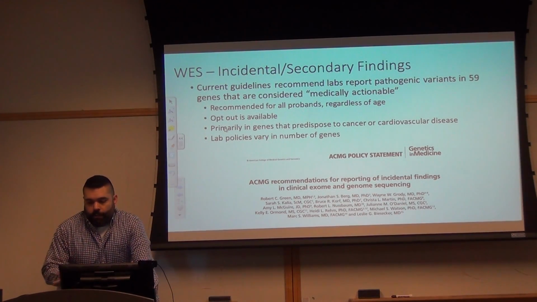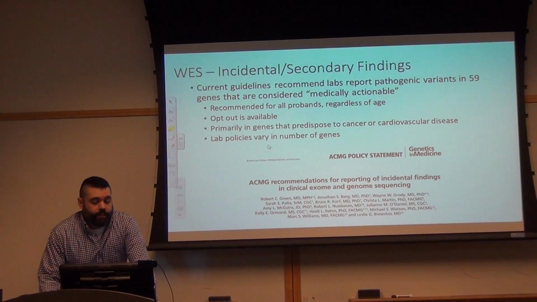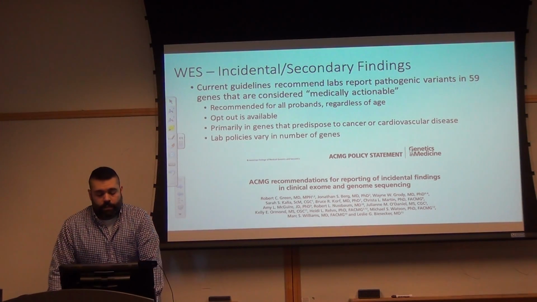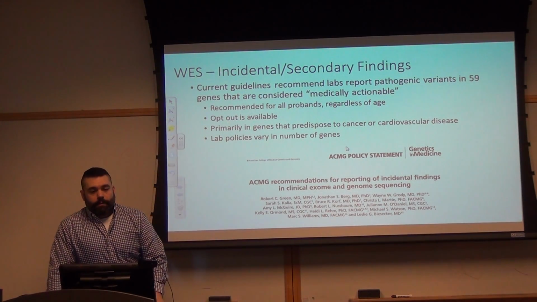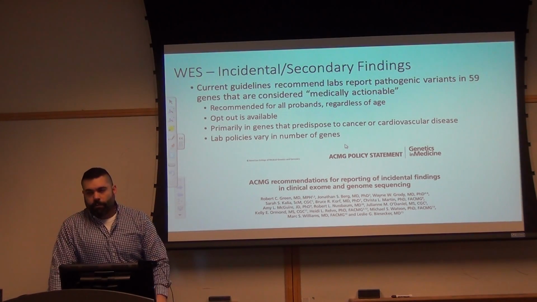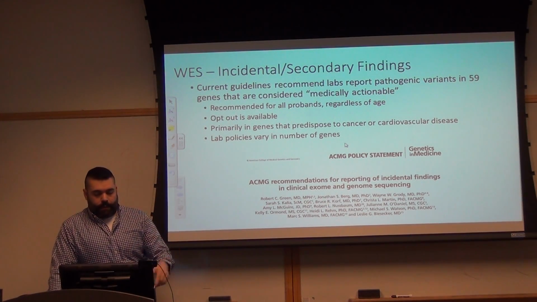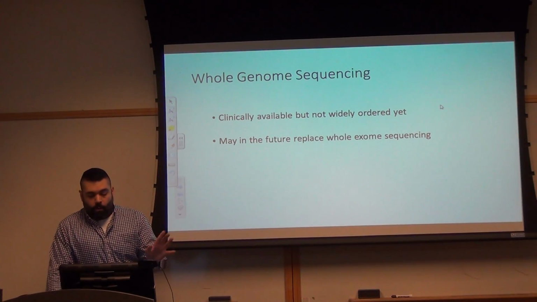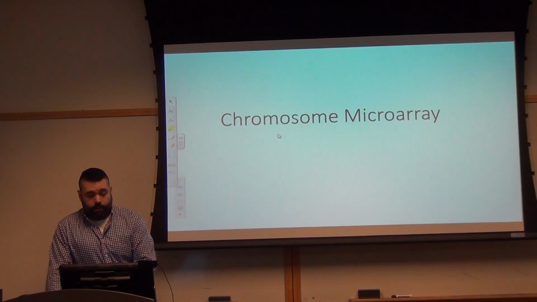But almost nobody says, I don't want to know, because the genes on the list have been selected. Now, lab policies vary in the number of genes. The policy from the American ACMG is 59, but some labs, I think they have a couple hundred things that they consider medically actionable. All right, genome sequence, not widely ordered, maybe in the future. That's all I'm going to say about that.